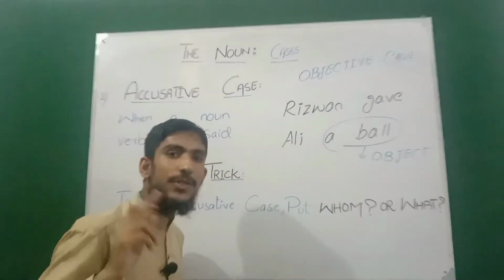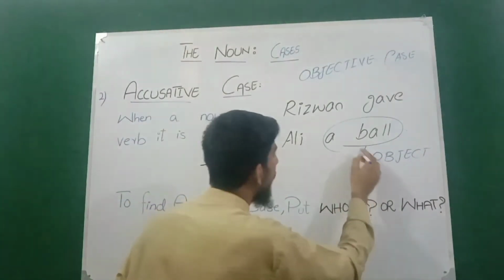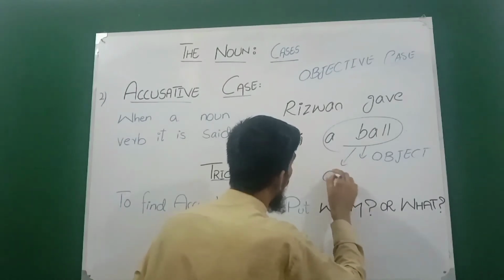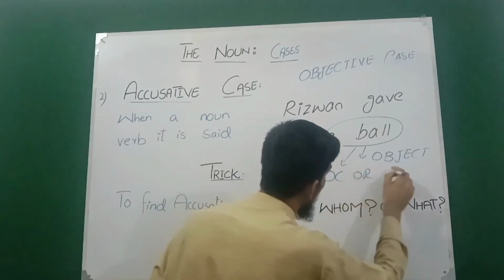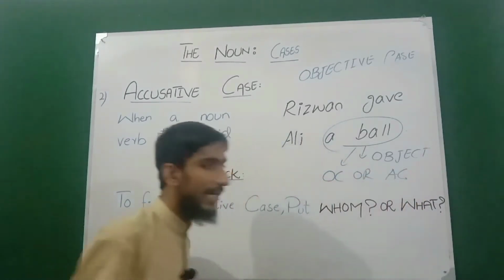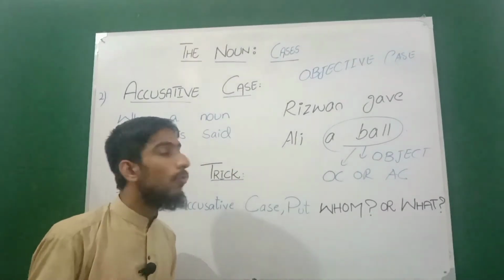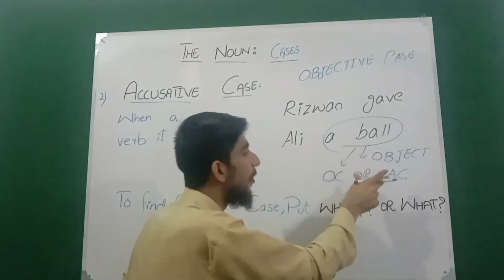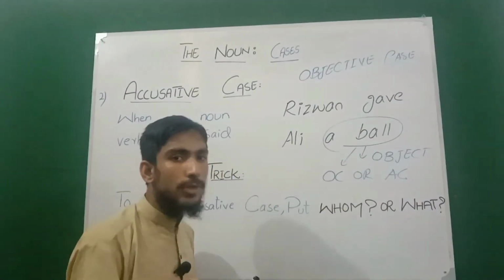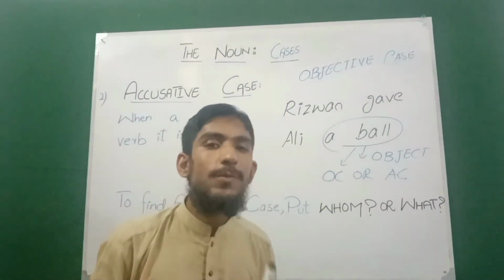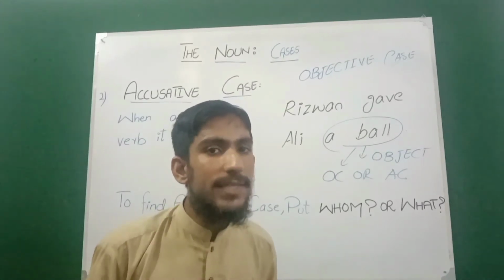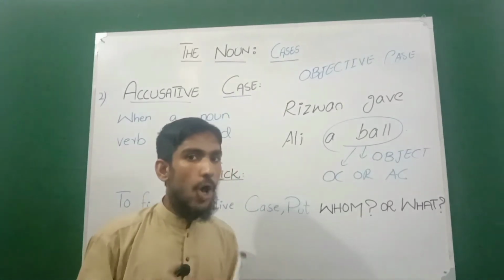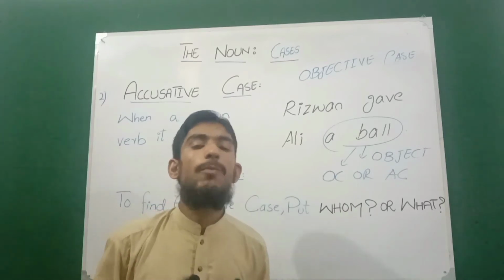So when a noun is used as the object, we call it objective case or accusative case. Again, Rizwan gave Ali what? The answer is a ball. A ball is basically the object and a ball is also a noun. So when a noun is used as the object of the verb, it is said to be in accusative case or objective case. Hope you understand the objective case.